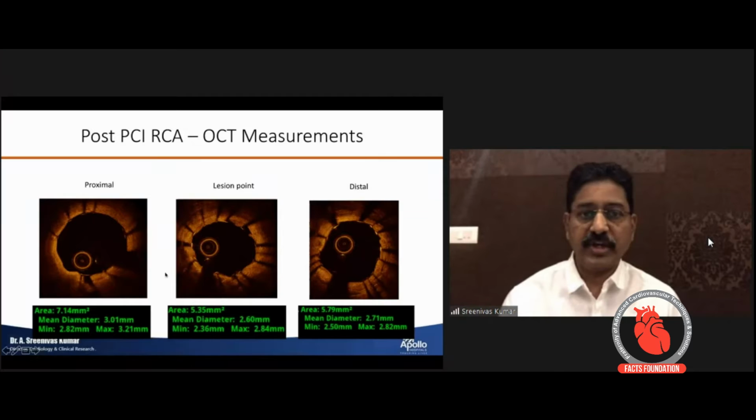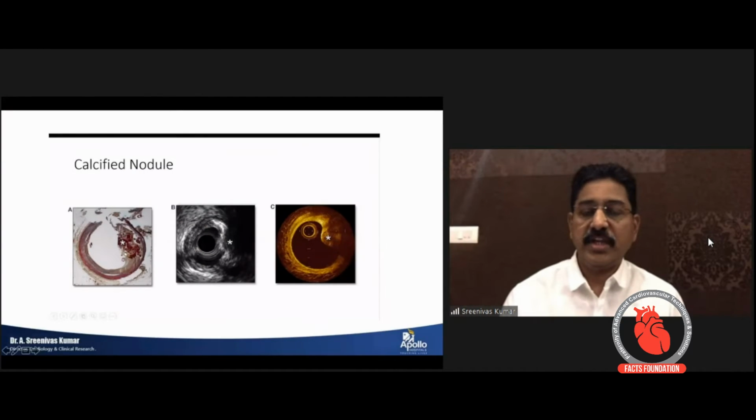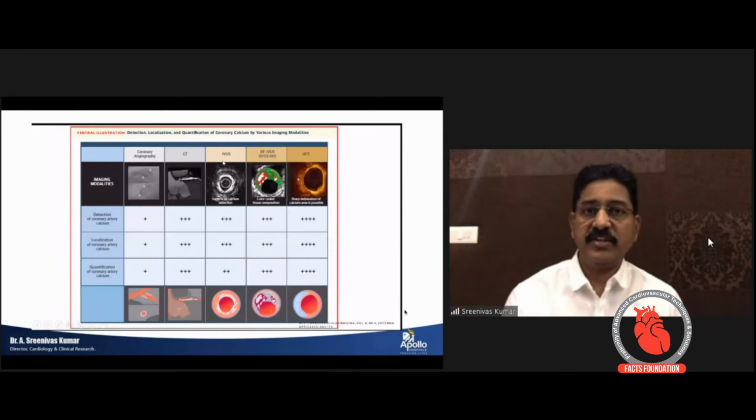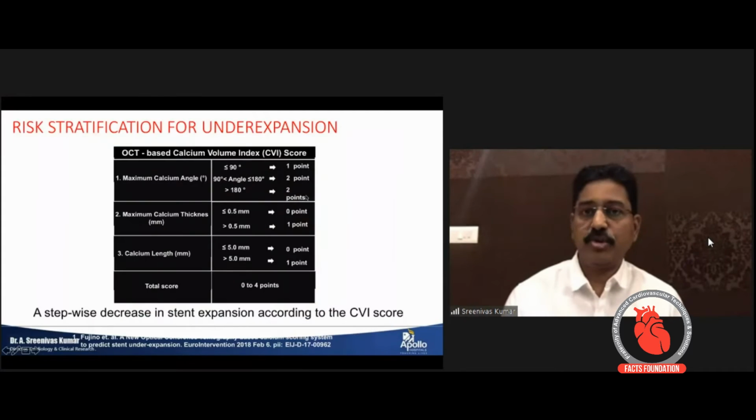Areas were also quite good, as mentioned here. So the learning point is how to decide: each of these modalities has its own advantages in detection of calcium, but OCT is found to be best, both in depth measurements also, which IVUS cannot do. The risk stratification of calcification is done basing on the OCT findings.